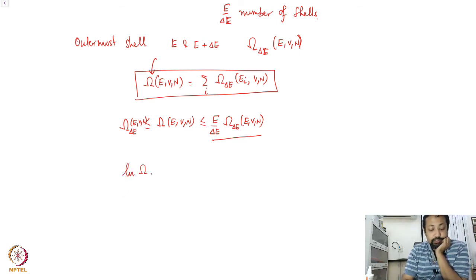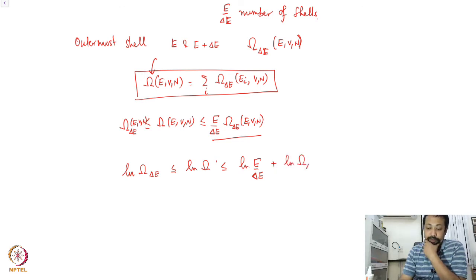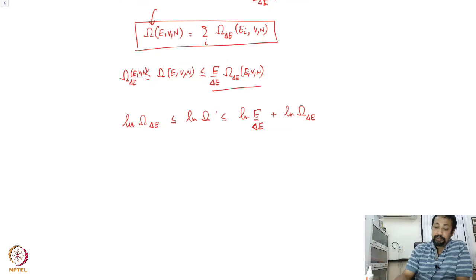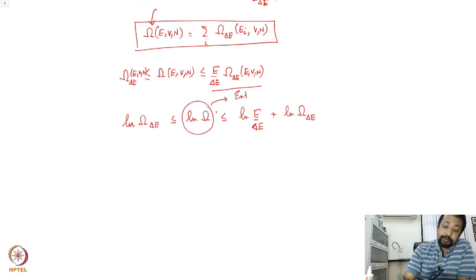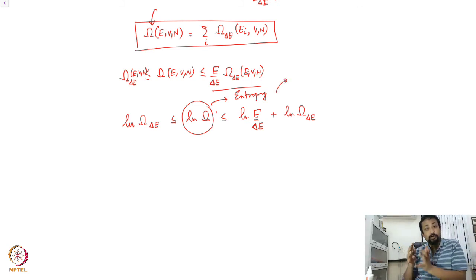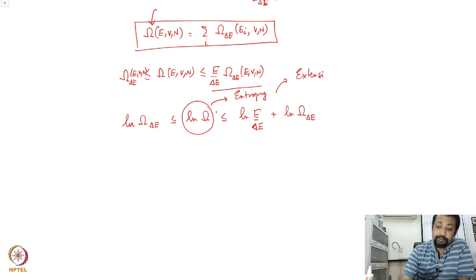So now, if you take a log, ln omega delta E is less than ln omega is less than ln of E over delta E plus ln omega delta E. Note that this is the one which enters the entropy, right? On the other hand, this is the total number of microstates, and the log of that is therefore an extensive quantity. In contrast, E is an extensive quantity, and therefore E over delta E would scale as N, whereas log of omega would scale as N.